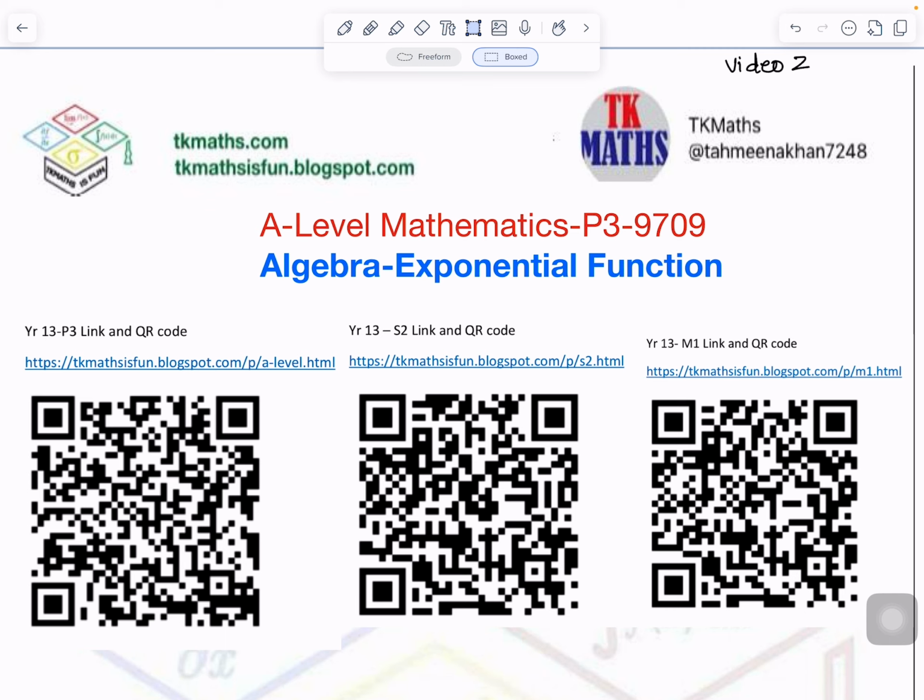In today's video, which is video number 2 on the exponential function, part of the A-level mathematics P3 syllabus, 9709 is the code, we will again solve 2 past paper questions, and I will keep explaining in a manner so that you are able to apply your knowledge in new situations and solve other questions on your own.